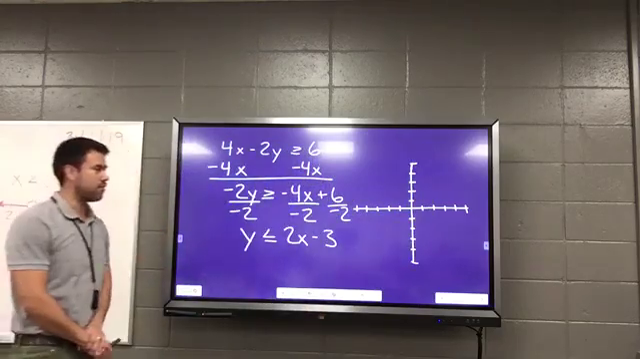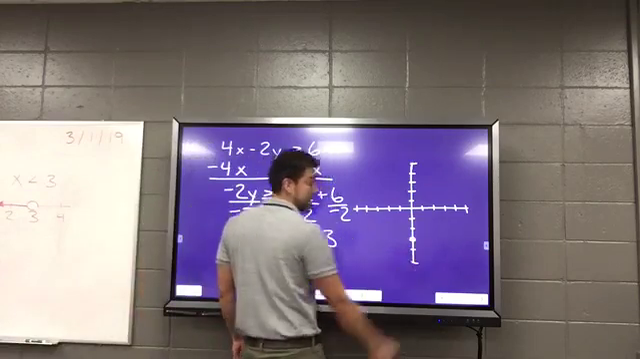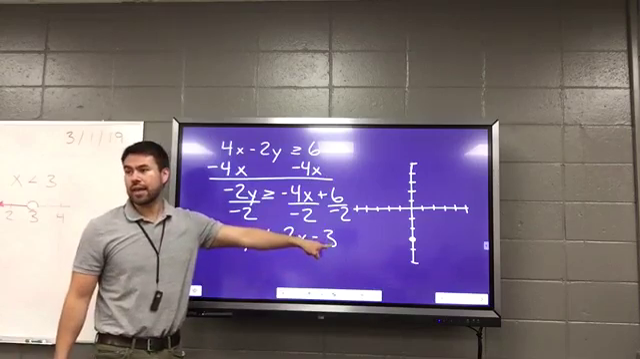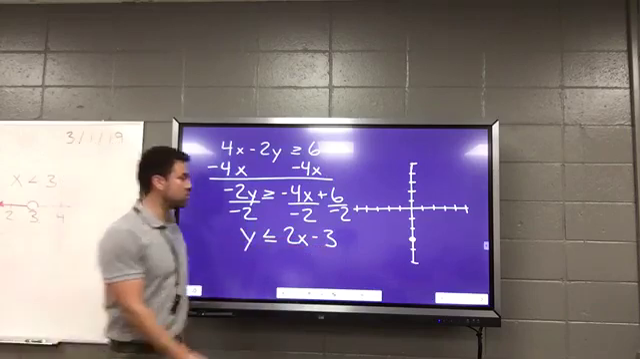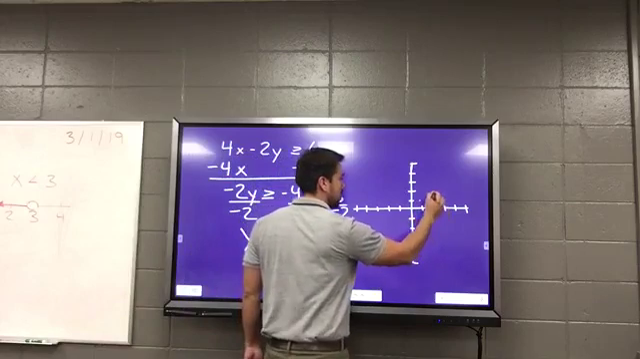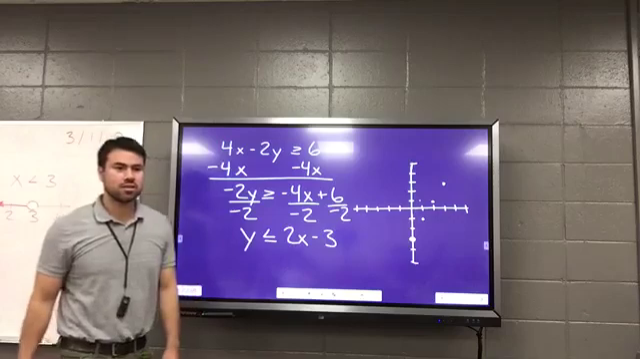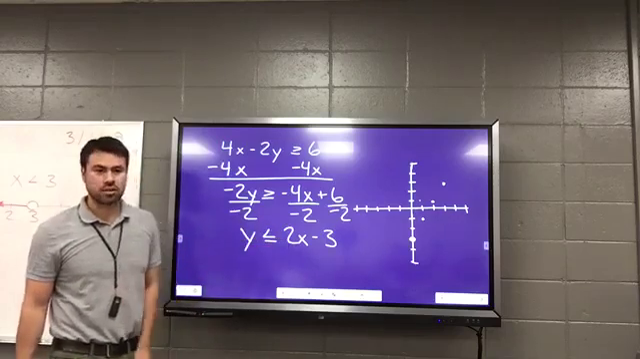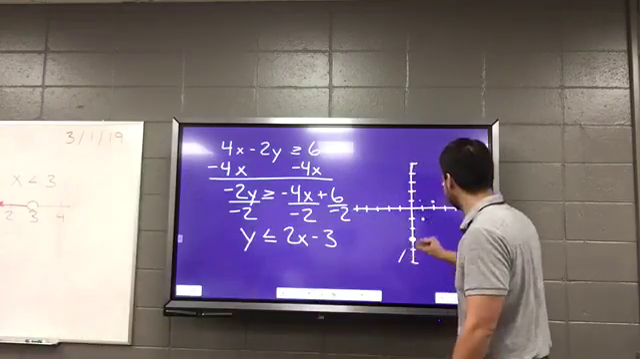Matthew, where do I start my graph? Down 3. Down 3 because the y-intercept is -3. So that's my y-intercept right here. That's where I started. And then, Brad, where do I go from there? Up 2 over 1. Okay, what line do I get here, Darius? Positive. Okay, it's a positive line. Good. And then is it dashed or solid? Solid. Okay, solid line. So I'm going to connect them with the solid one.